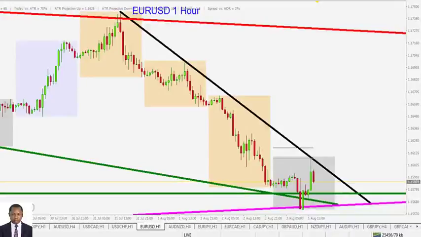All right, welcome to another defining moment for the American dollar. This is the NFP live trading session. The numbers will soon be released into the market, and all American dollar pairs should be feeling the heat.